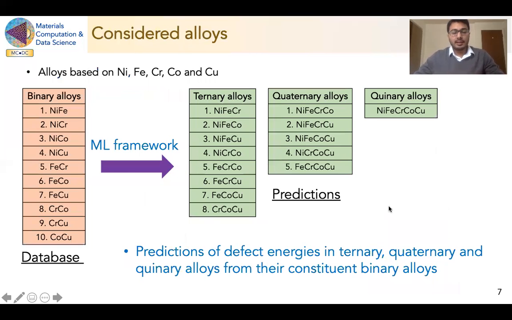So now, as I mentioned earlier, the idea is to make a database of binary alloys and then use this database to train the model and predict the defect energies of ternary, quaternary, and quinary alloys. Here I'm showing the considered alloys we use for the training and testing of the machine learning model. Based on these five elements, 10 binary alloys are possible. And then once we train our model using these binary alloys, we are predicting 8 ternary, 5 quaternary, and 1 quinary alloys' defect energies.